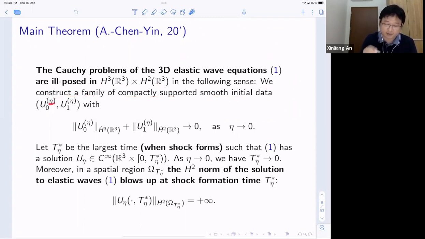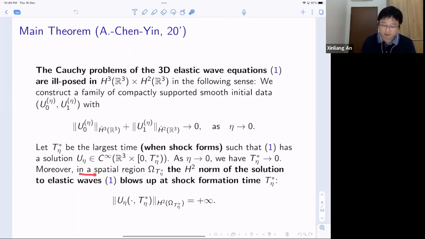So with eta as the parameter, when eta goes to zero, the size of the data shrinks to zero. Let T eta star be the largest time, for each of the data, when the first singularity happens, which we can prove is the moment a shock forms, such that before that moment the solution is smooth. As eta goes to zero, we can show that the shock formation time shrinks to zero. It means we have instantaneous shock formation.